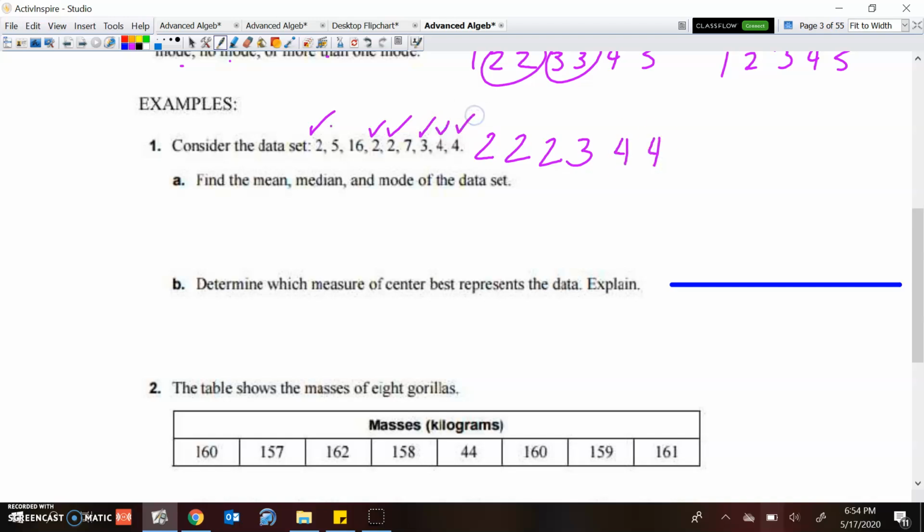4, 4. And then I have a 5. And lastly, I have a 16. Oh, I forgot 7. Good thing I didn't skip that. 7. And then I have 16.